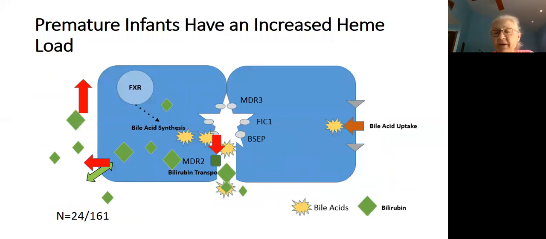They also have an increased load. They may have hemorrhage into the brain, the lung, or the abdomen, and have even more to transport at a time when they don't have very much transporter. And in our study, 24 of the 160 babies had issues because of an increased heme load.